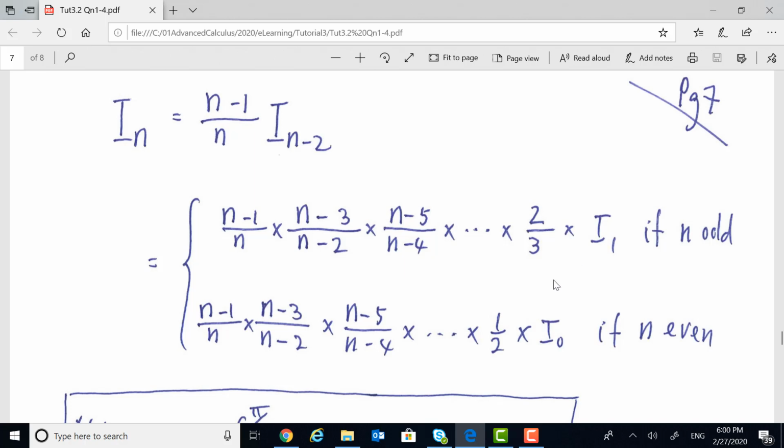Likewise, when n is even, to see that you end up with this, you try with some small number, say for example I6. I6 will end up with 5 over 6 of I4.